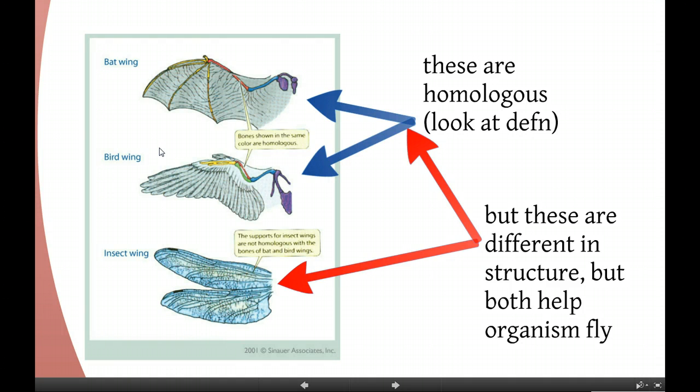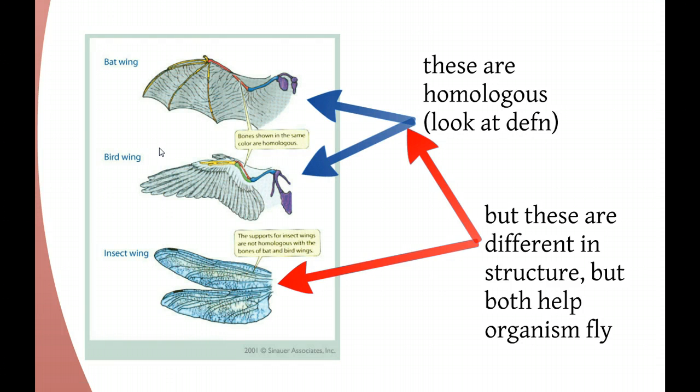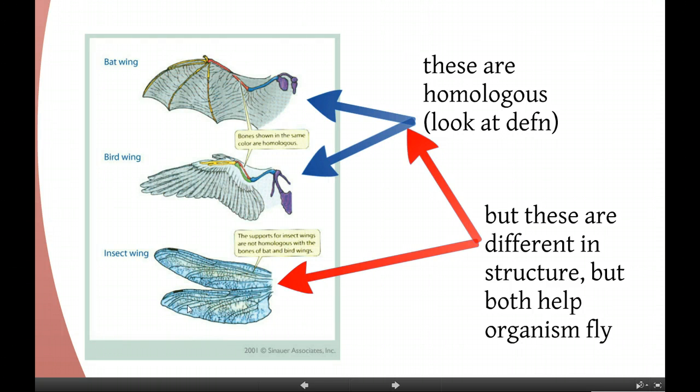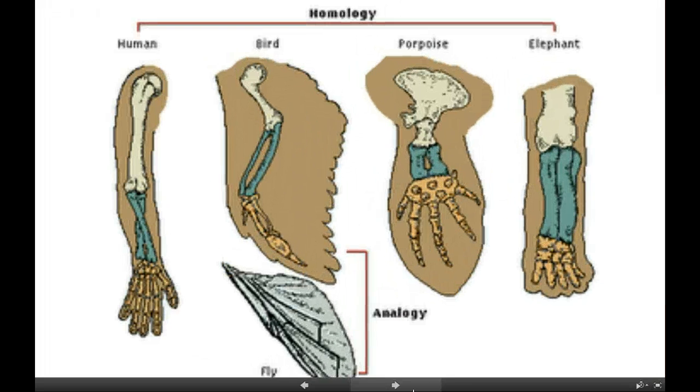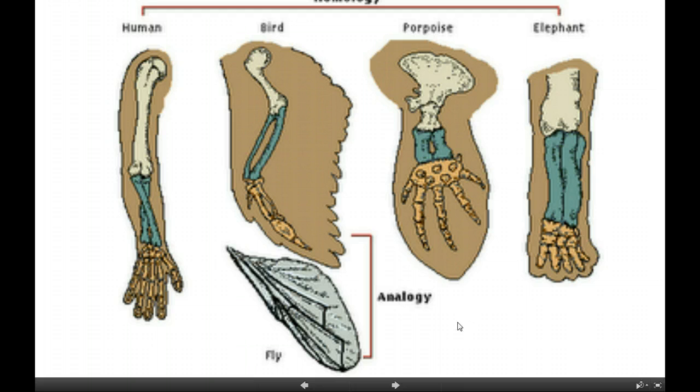Birds and bats do the same thing, but birds and whales don't use these bones in the same way. Insects, even though they have different structures, have been able to function in the same way as these other organisms. So that's what we call analogous structures. And here's another example. We've got our human, bird, porpoise, elephant, very similar to what you saw in the last podcast and in class.